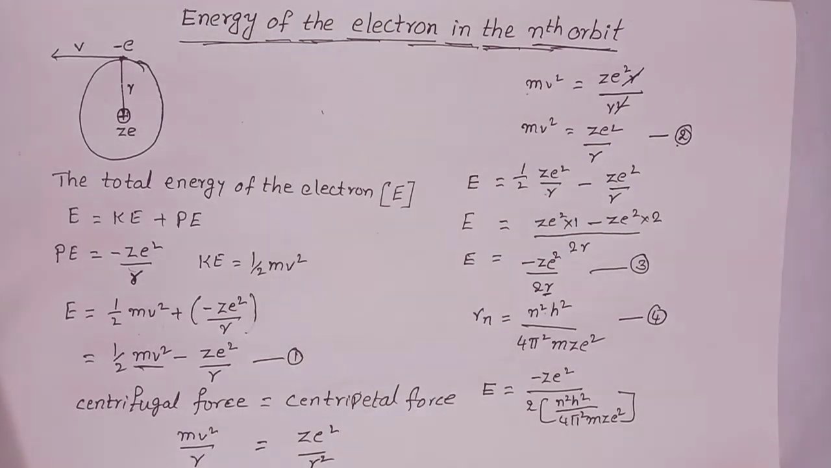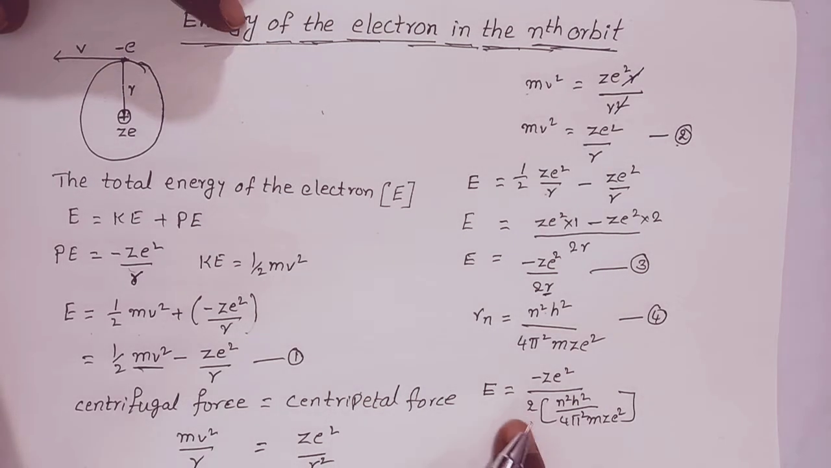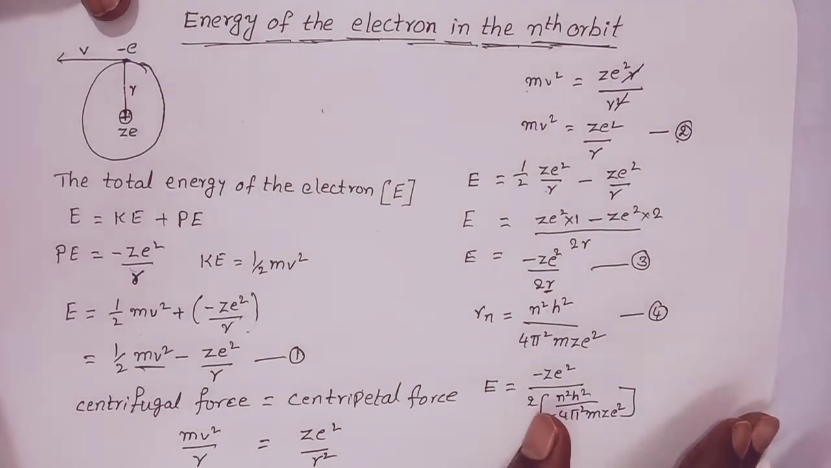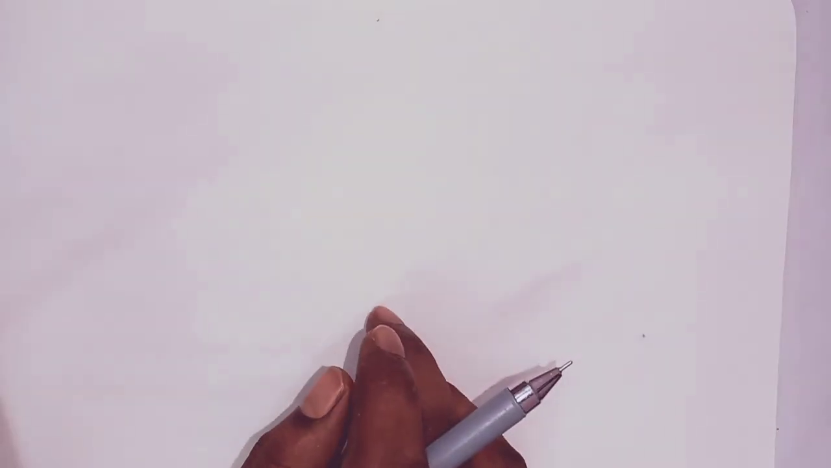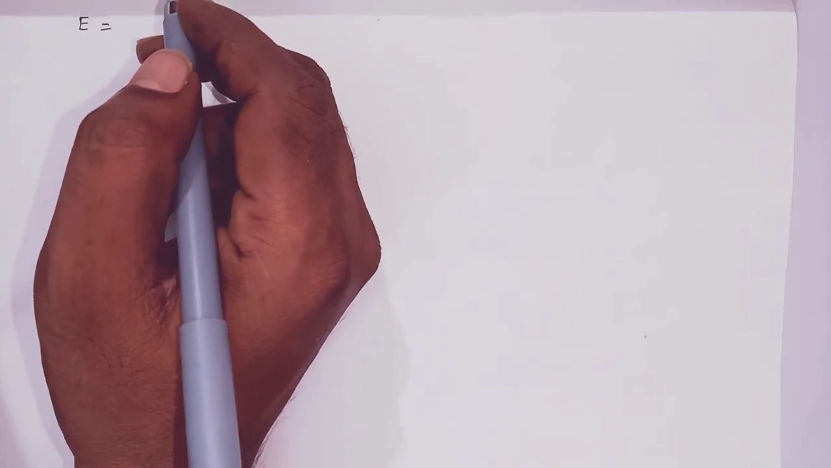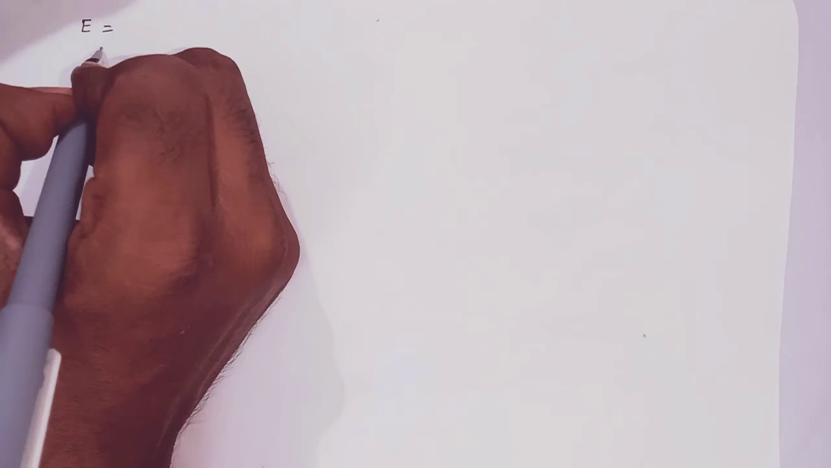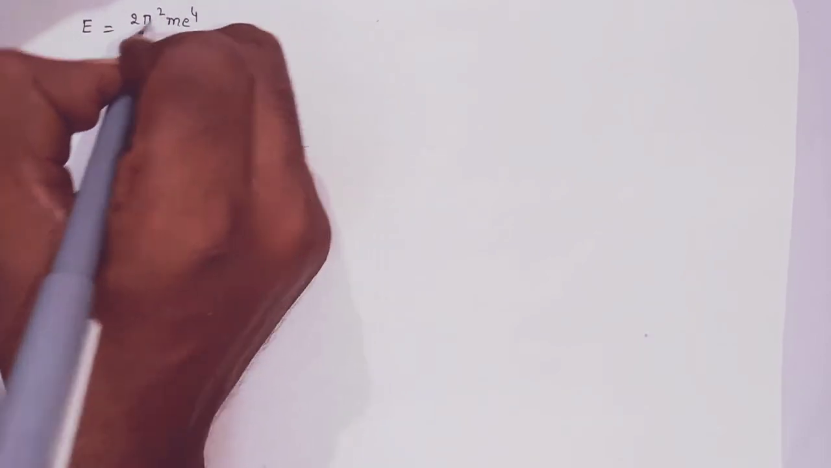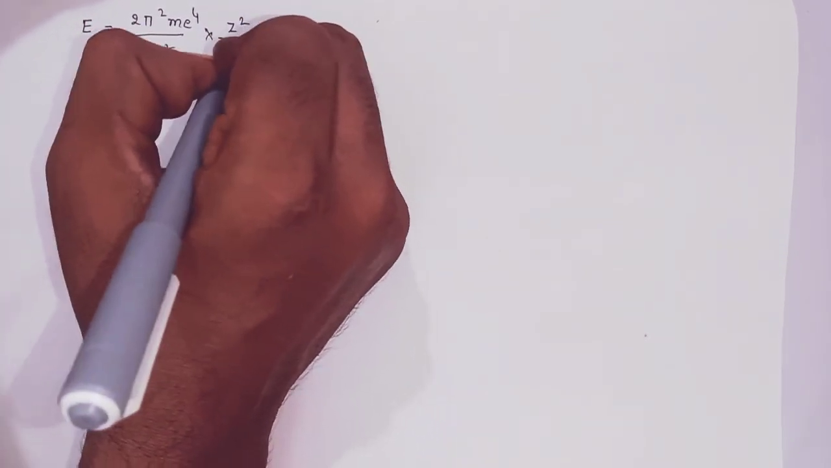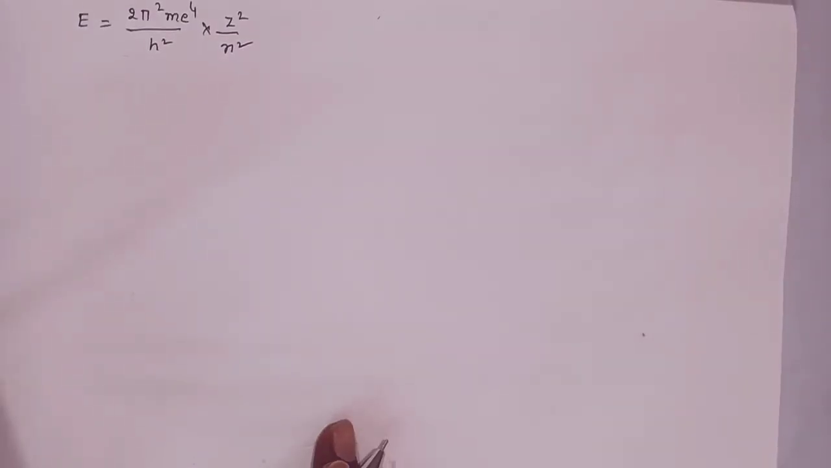Having got this, now let's multiply it. If we multiply, what we get is, you will get, sorry, not rn, E equal to 2 pi square me power 4 by h square into z square by n square. You will get like this, z square by n square.